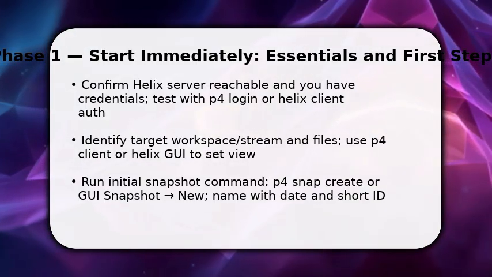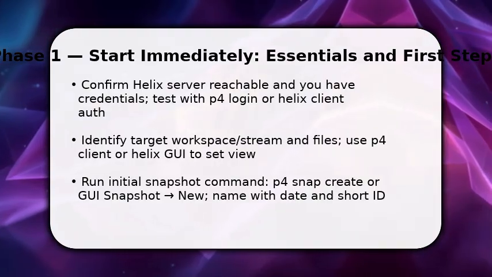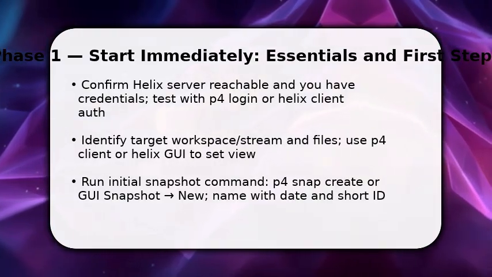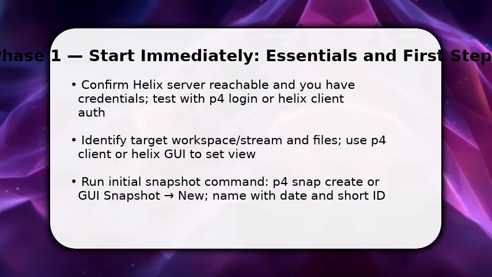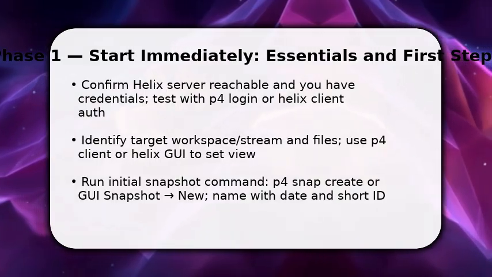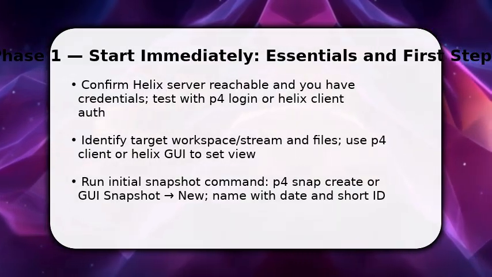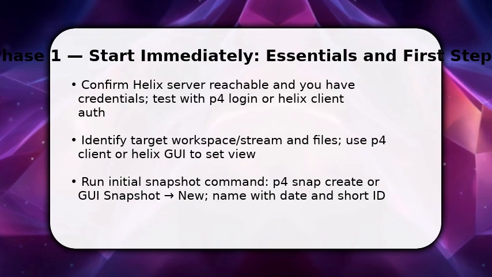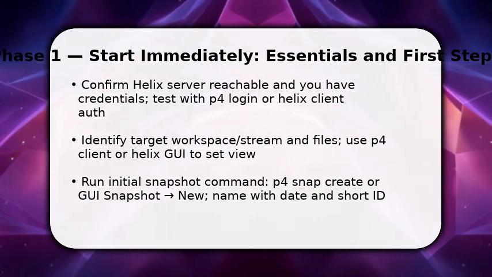Next, create the snapshot with the p4snap create command or the GUI snapshot right arrow new flow, and give it a clear name including date and short ID so you can find it fast. This first snapshot establishes a restore point for all subsequent steps.